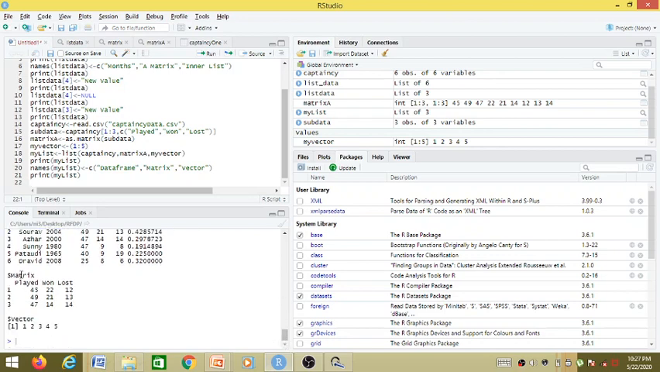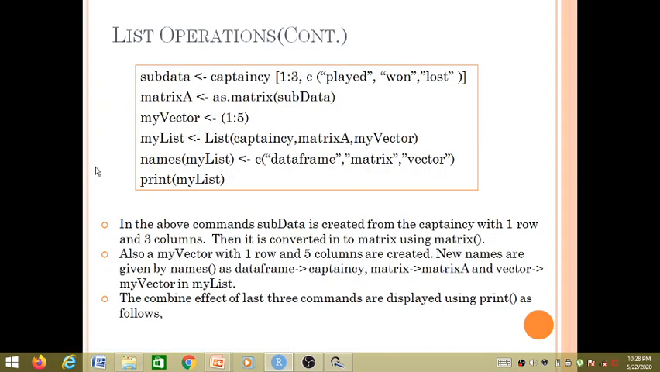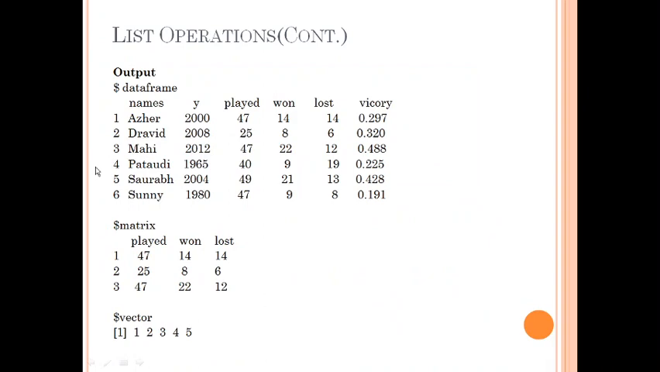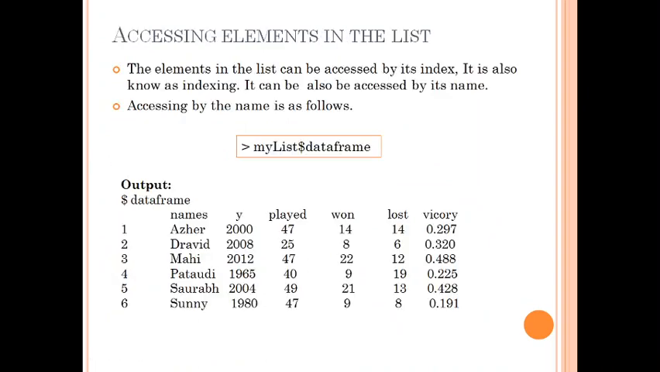So by giving names, we are making it more readable, more understandable. So this is actually the importance of providing some names. And this is how we can merge three different types of objects into a single list. So moving forward, how to access an element from the list.